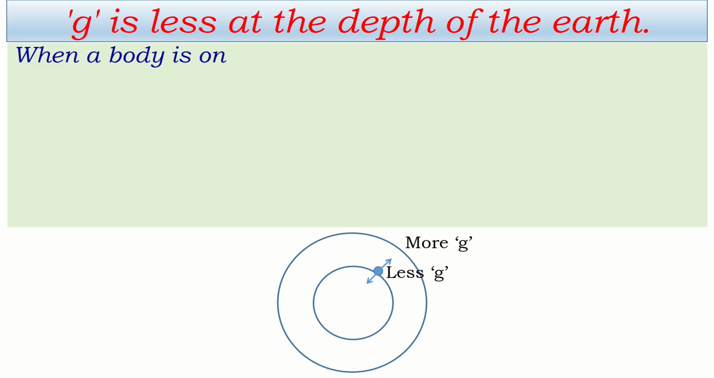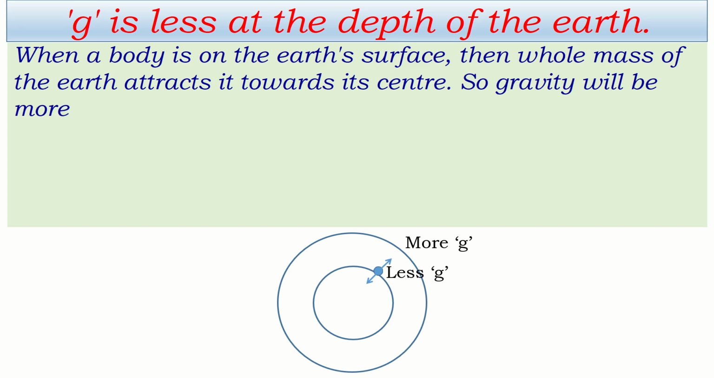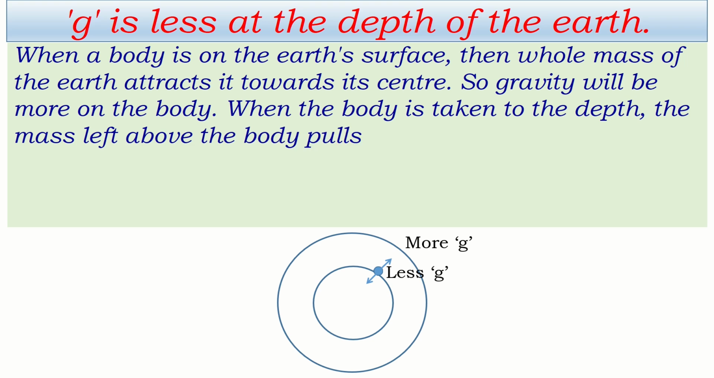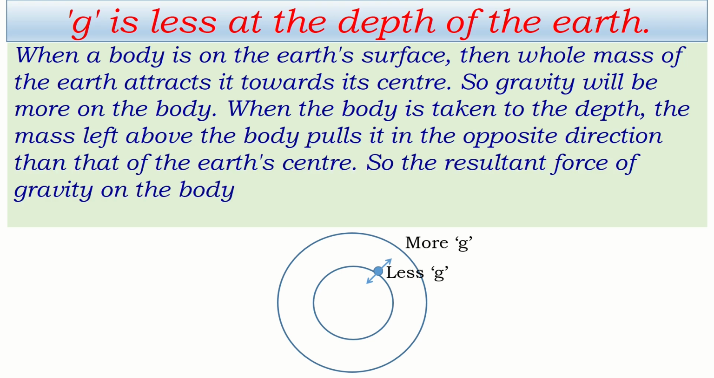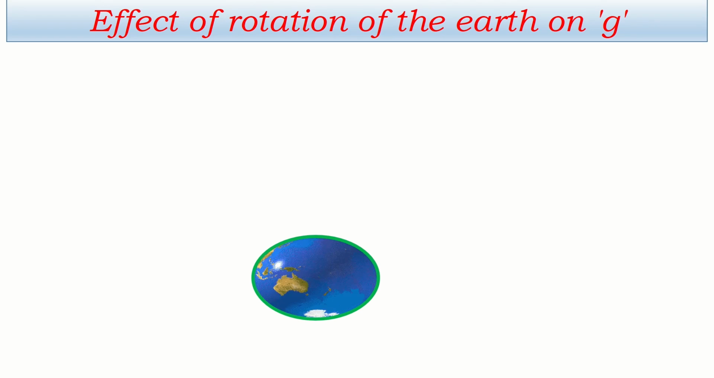Now how can we write this? When a body is on the earth's surface, the whole mass of the earth attracts it towards its center, so gravity will be more on the body. When the body is taken to depth, the mass left above the body pulls it in the opposite direction to that of the earth's center. So the resultant force of gravity on the body will be less. Hence the acceleration due to gravity, that is g, will also be less. Okay, let's move to another question.